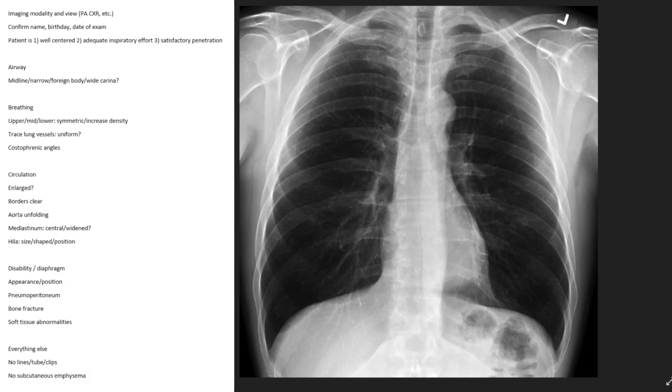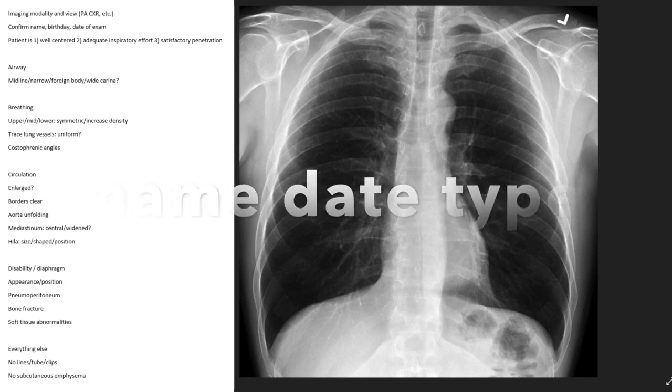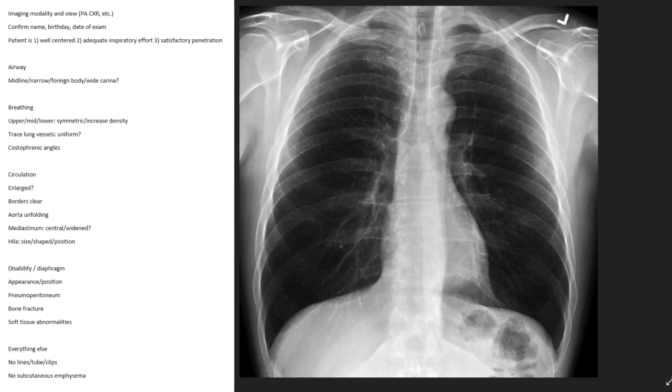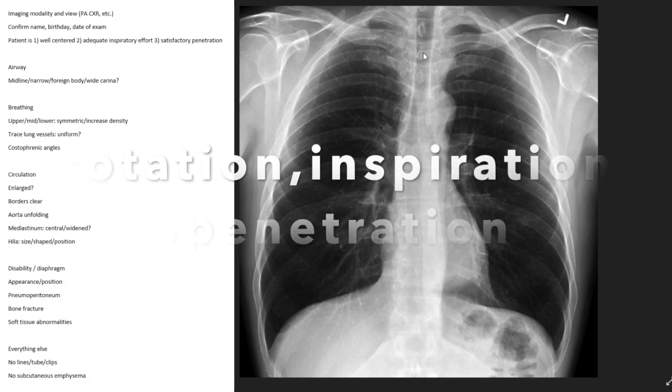So the first thing you want to start off with is the name, the birth date, the date of the exam, and you also want to confirm the imaging modality and the view. So on this exam here, we can see that it's a PA chest. So you want to say that, and then you want to confirm that this is the correct patient and the correct date that you're looking for. And finally, you want to look at the rotation, inspiratory effort, and penetration.